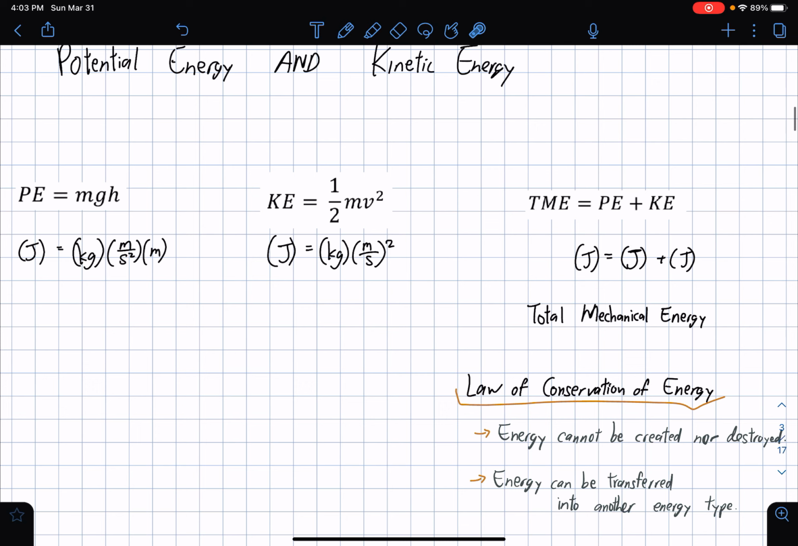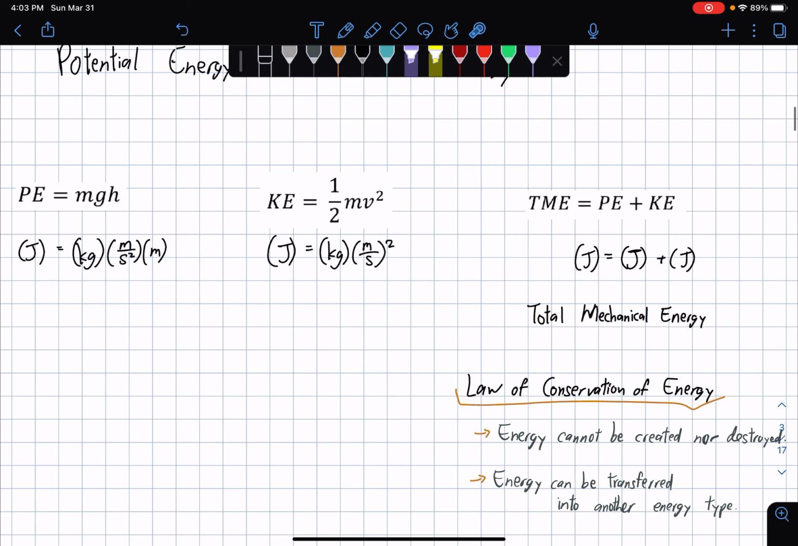In this video, we will be talking about potential and kinetic energy. So let's get started immediately. We have four formulas, well, not just four, but these are the three formulas that you would want to memorize. So for PE, that stands for potential energy. It is equal to mgh, mass times gravitational acceleration times the height.